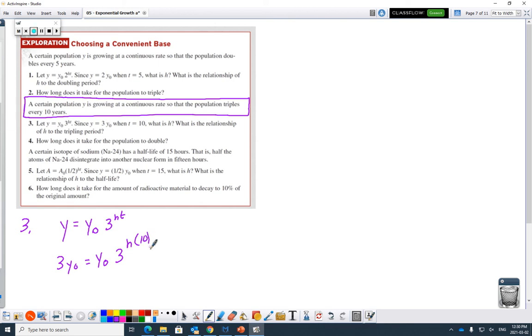And do you see what's got to happen here again? It's the same. Yeah? The y naughts cancel. I get 3 equals 3 to the 10h, and I get h equals 1/10. Therefore, y equals y naught 3 to the t over 10. Very repetitive.